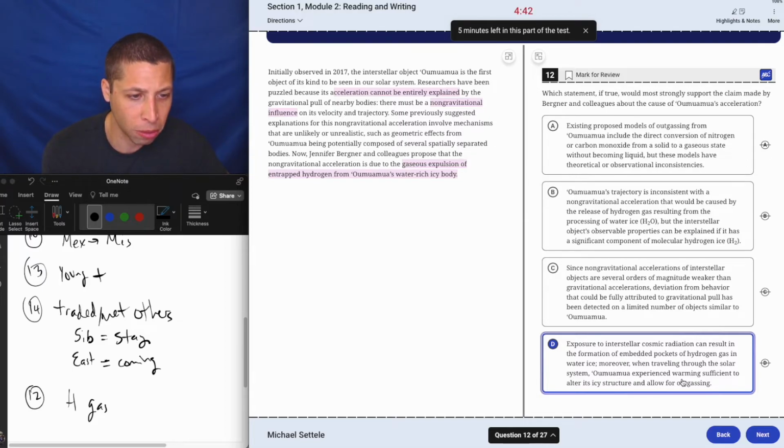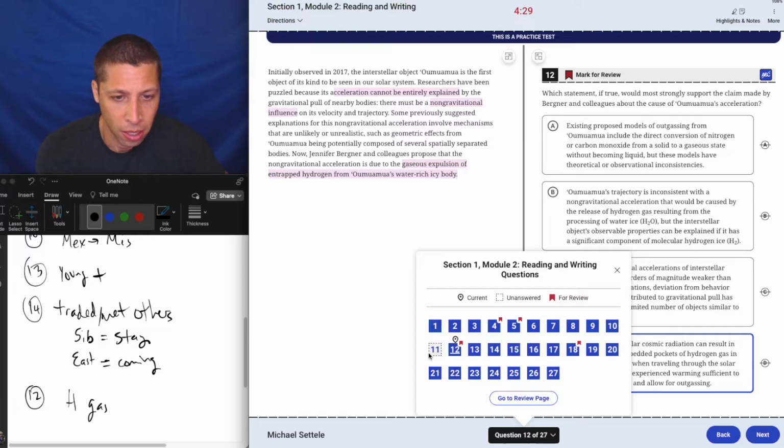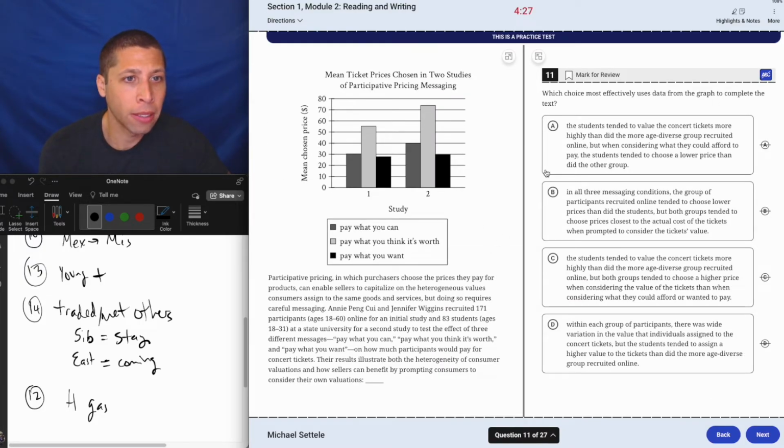And when traveling through the solar system, it experienced warming sufficient to alter its ice structure and allow for the outgassing, right? Because the gaseous expulsion is what matters. I don't even understand these other choices. I guess if I had time, I'd come back to this. But this one just seems like it's the right stuff. Let's go to 11. All right, complete the text.